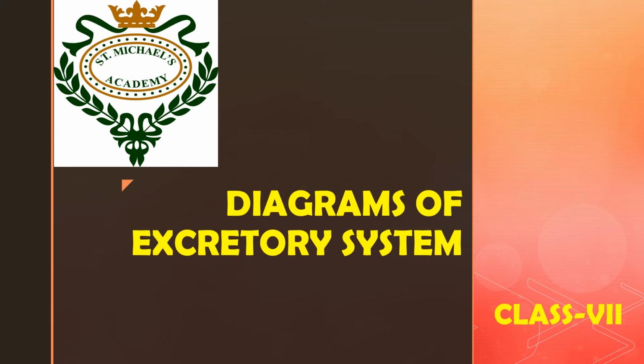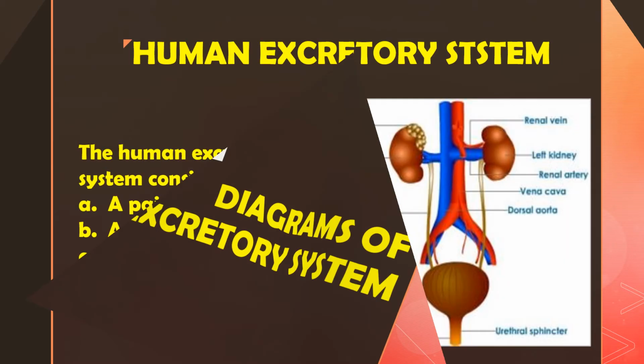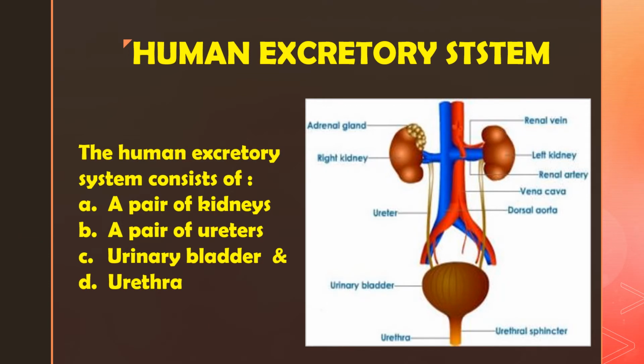Today I'll show you the different diagrams of the excretory system. The human excretory system consists of a pair of kidneys, a pair of ureters, urinary bladder, and urethra. See the diagram. These are the pair of kidneys. Next, these two tubes are the pair of ureters, and this is the urinary bladder, and this is the urethra.